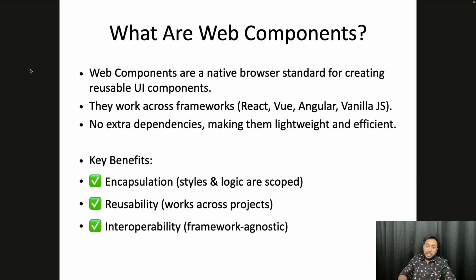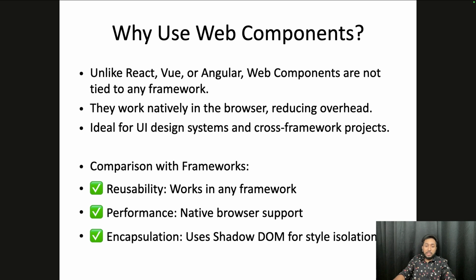These are the three key benefits of using web components. Encapsulation. Here the styles and logic are scoped to the component so that they don't leak out, and we will get to that later on. Reusability. You can use them across different projects and frameworks, as I already mentioned. And then there is interoperability, where it works natively inside the browser without any extra dependencies. In short, web components allow us to build reusable UI elements that work everywhere.